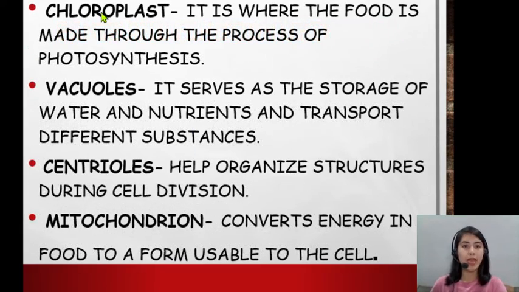Next is chloroplast. Again, chloroplast is also part of a plant cell na wala si animal cell. So, chloroplast, it is where food is made through the process of photosynthesis. Next is vacuoles. Vacuole serves as the storage of water and nutrients and transport different substances. So kung mapapansin nyo, si vacuoles mas malaki kay plant cell compare kay animal cell. Kasi si plants mas kailangan niyang mag-store ng mas maraming water compare kay animal cell.